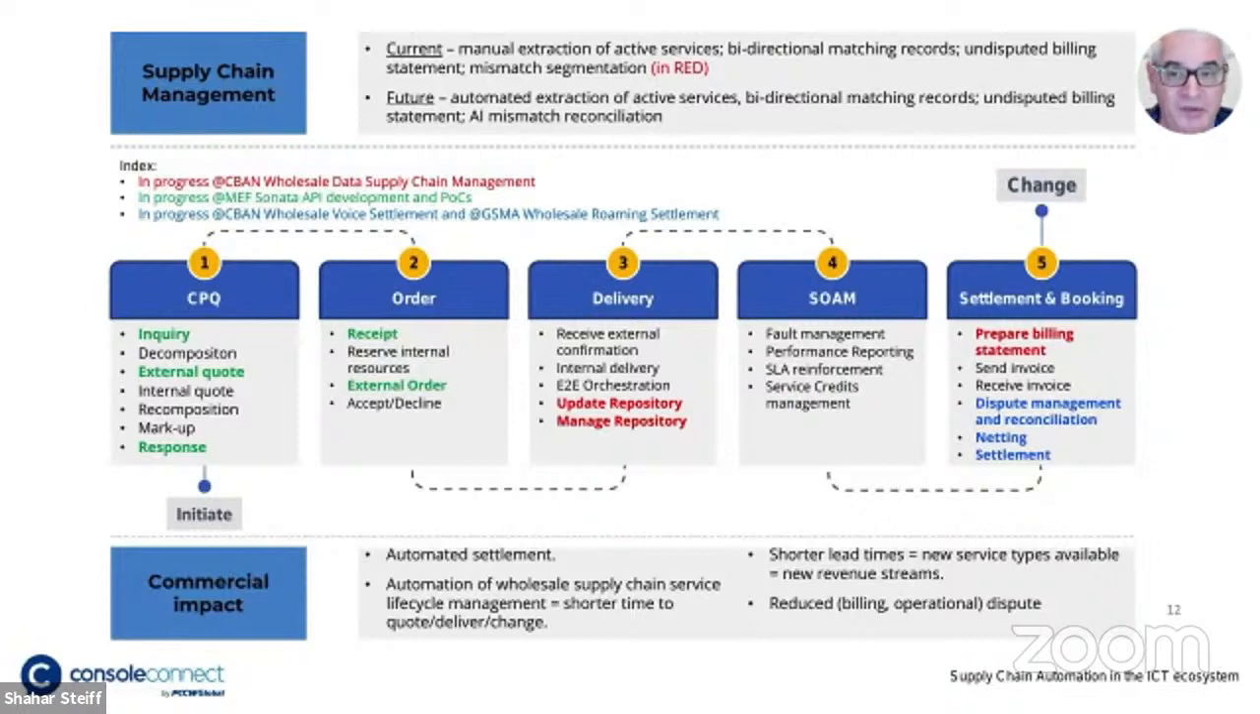So we need to prepare a billing statement. We need to send an invoice. We might be receiving an invoice from our supply partners. If there are any disputes, we need to manage them and reconcile any differences which might be. Maybe we didn't measure exactly the same. Maybe we have some dispute about SLA. And eventually, if we need to settle, and in some cases, we also need to net.